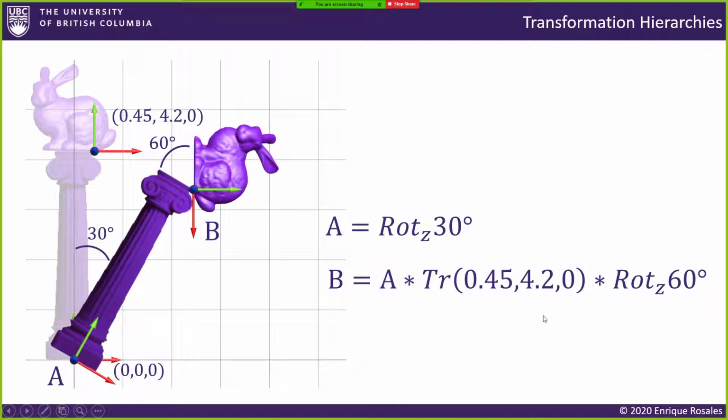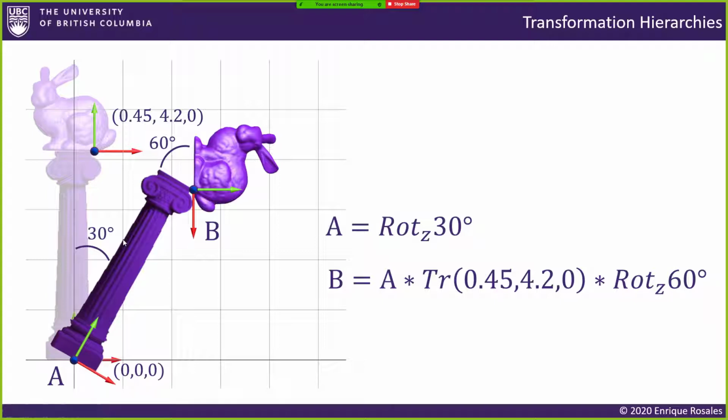Then the bunny needs to translate this amount, right? Because these are actually the coordinates of this bunny with respect to the column. And then we just multiply everything by the transformation matrix from the object A. In this case, from its parent object, right?